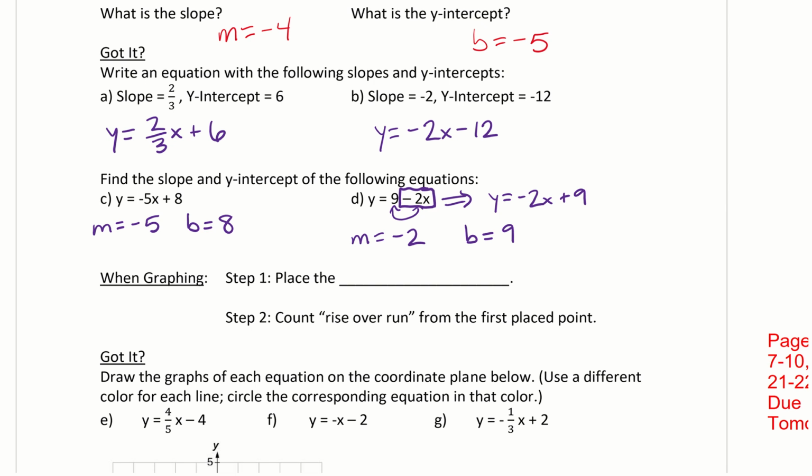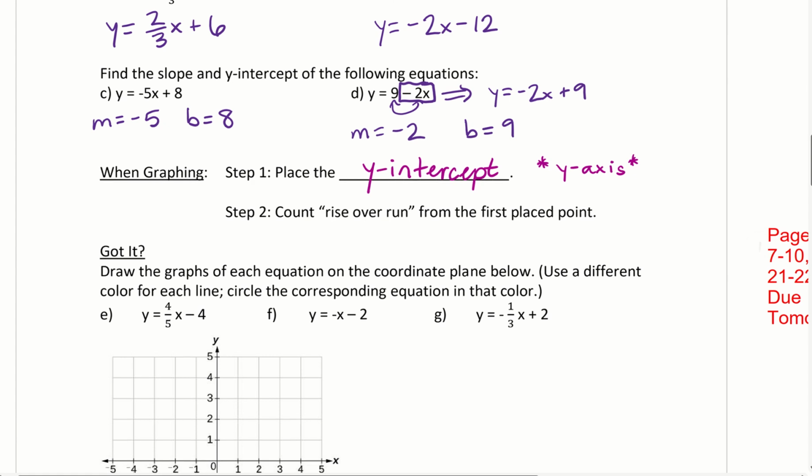Okay, so that's kind of it for writing the equations so far. We're going to talk about graphing next. When you graph, first thing you're going to do is place the y-intercept. Remember, that's going to go on the y-axis. And then step 2 is going to be to count rise over run from the first placed point. Okay, so your slope. Again, the y-intercept is going to be on the y-axis. All right, so just so you've got it there. If you want to make that note, feel free.